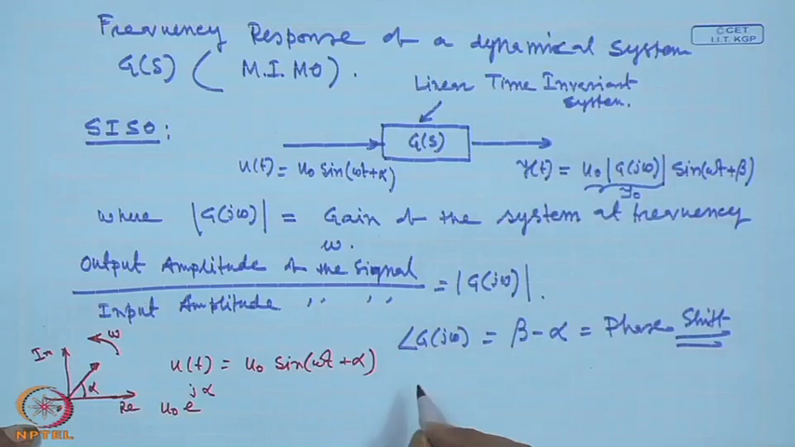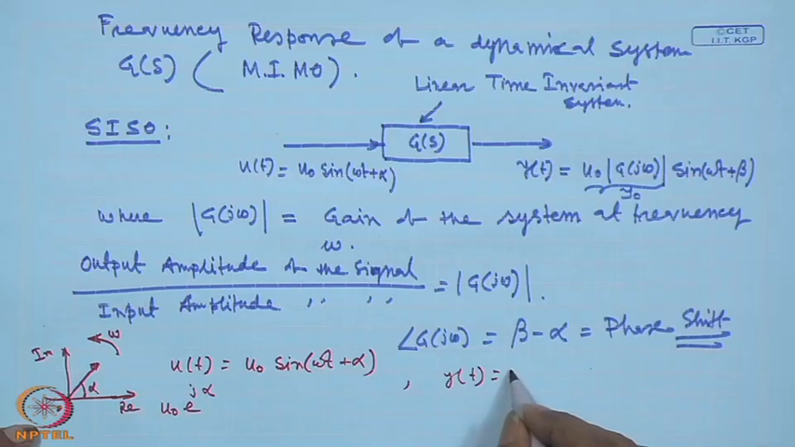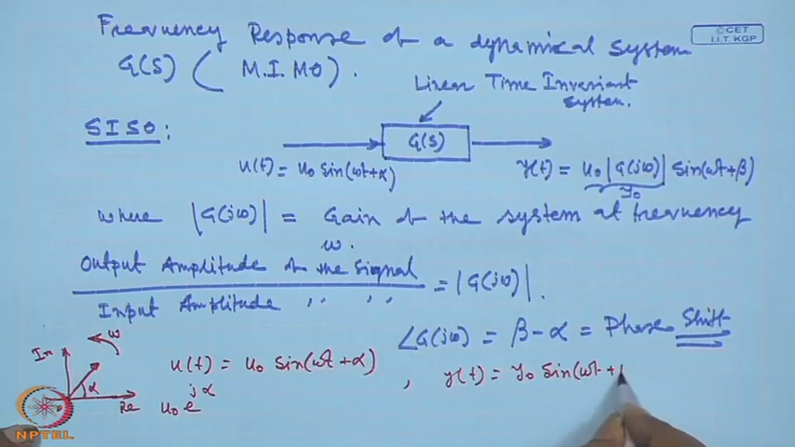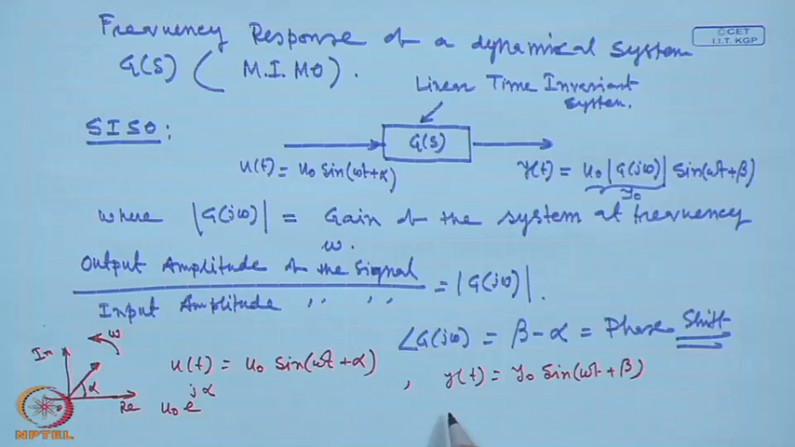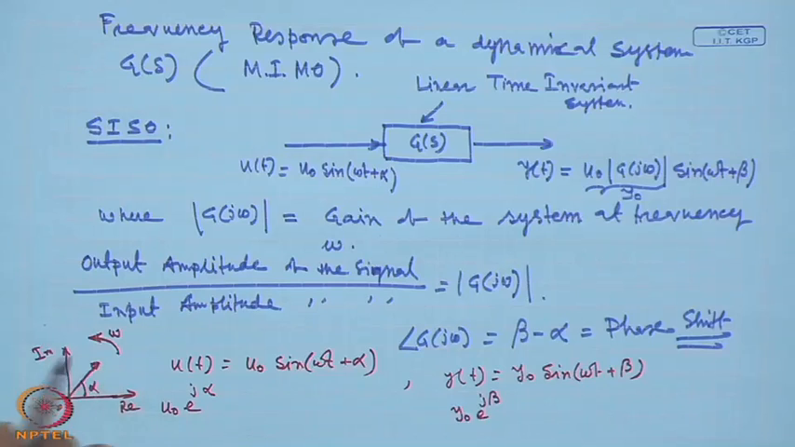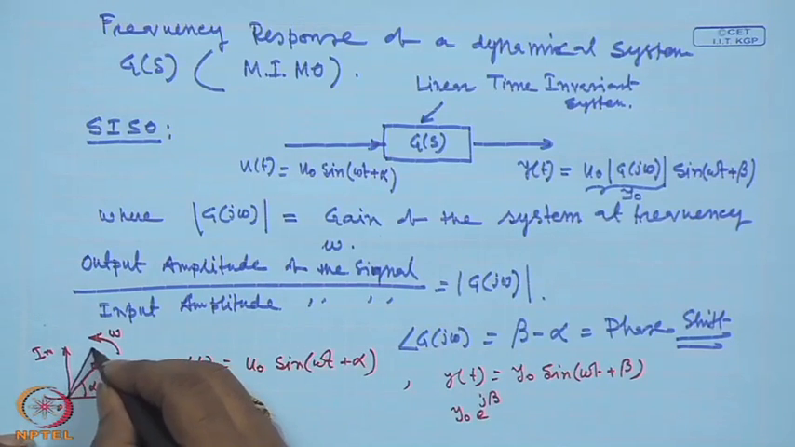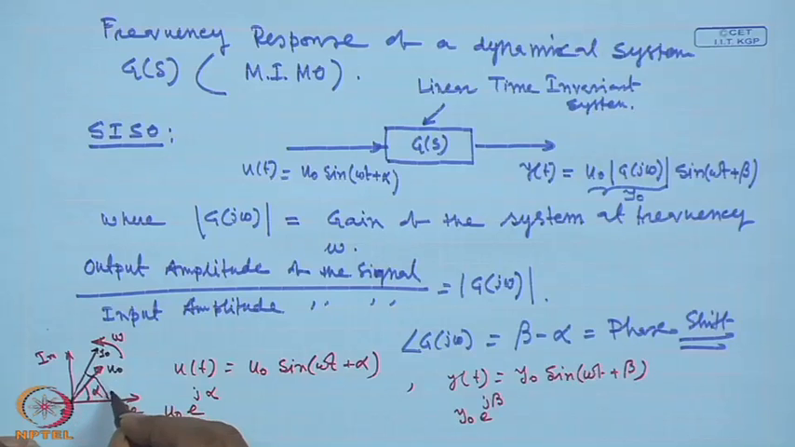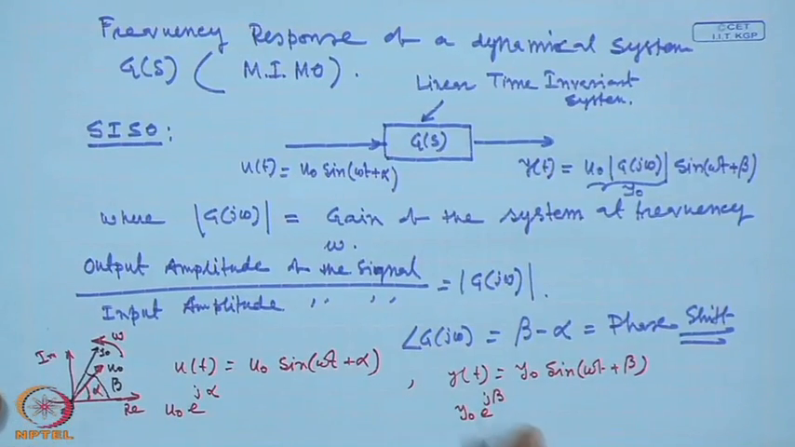How will you represent y? y of t is equal to y 0 sin of omega t plus beta. How will you represent it in phasor form? This will be y 0 e to the power of j beta, and that vector is rotating with the angular velocity omega, with phase angle beta. This is your u 0, this is y 0, and that is also rotating with the same angular velocity. If you see the ratio of these two phasor quantities, y 0 by u 0, the phase angle will be beta minus alpha.